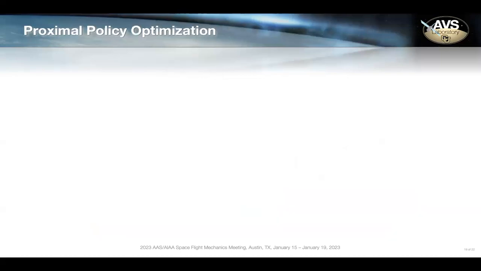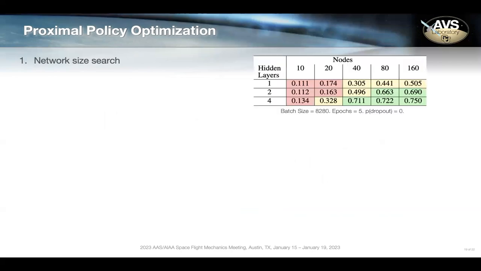The next algorithm is proximal policy optimization. We did several hyperparameter searches here. The first one was just a general network size search. This is basically the exact same search that you just saw on the last slide, but for PPO. And here are the results. We're only looking at the networks without dropout. You can see that as the networks get larger, there is a very clear correlation with reward. We get up to about 0.75 average reward for our largest network. That's really good.